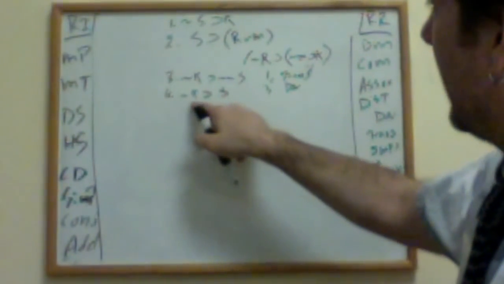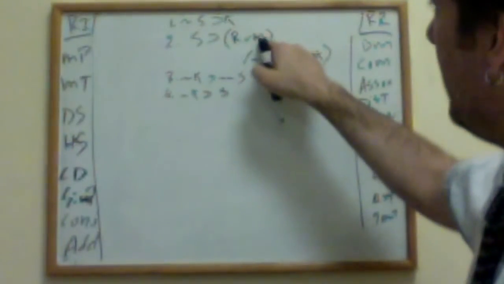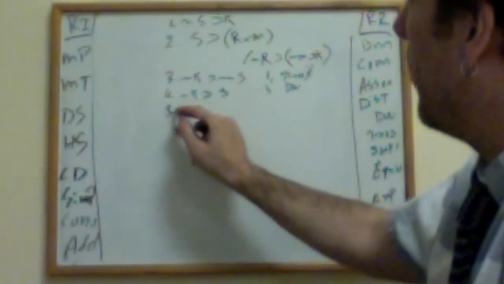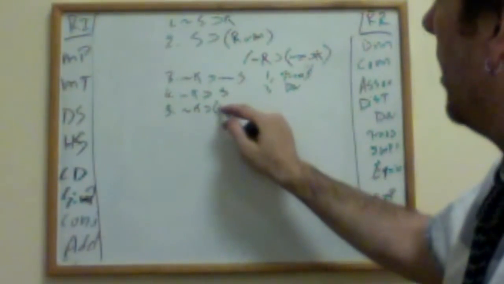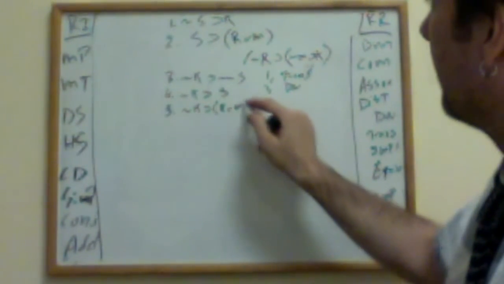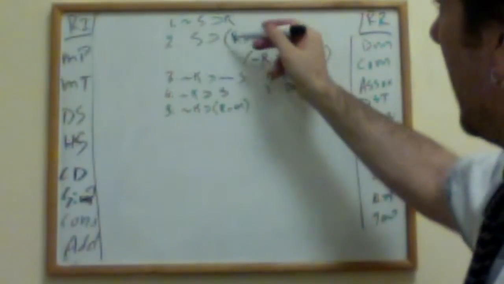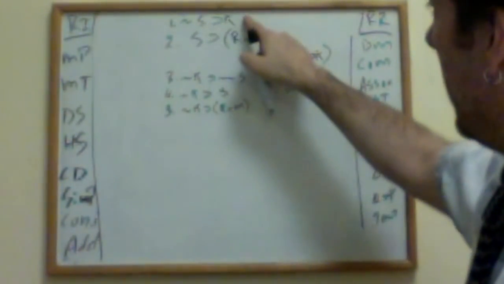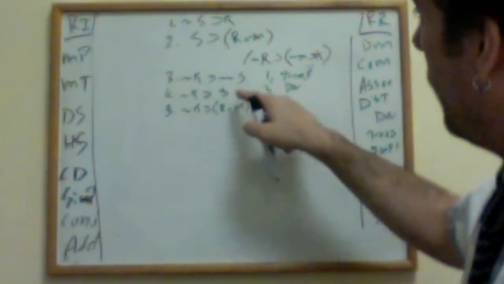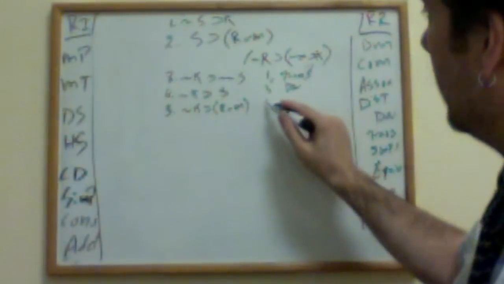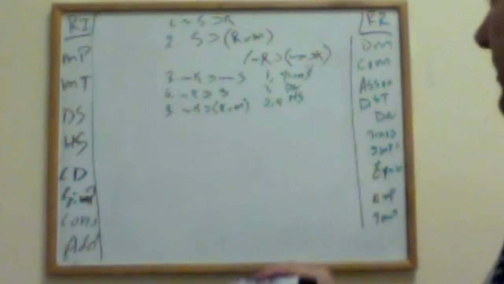So now we have tilde K horseshoe S, we have S horseshoe R wedge M, and that gives us the thing that we wanted, which is tilde K horseshoe R wedge M. Okay, so that's very exciting, and we got that from lines 2 and 4 by hypothetical syllogism. Lines 2 and 4, hypothetical syllogism.